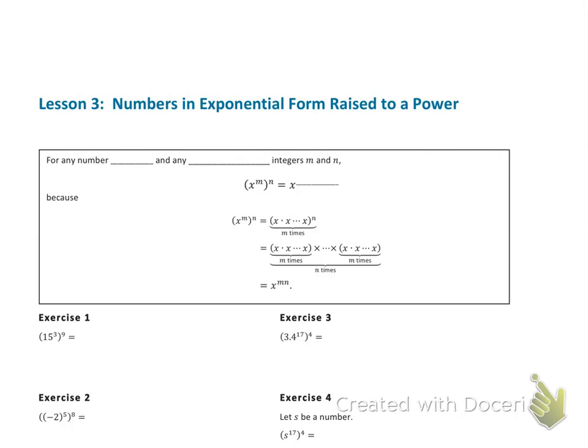So today we're looking at lesson 3, numbers in exponential form raised to a power. Essentially, we're looking at raising a power to a power. For any number x and any non-zero integers m and n, then x to the m power raised to the n power is the same as x to the m times n. So when we raise a power to a power, we multiply.